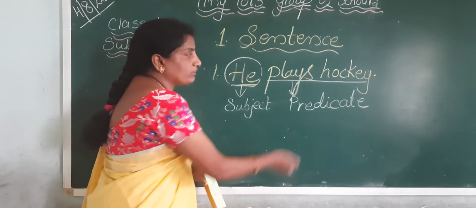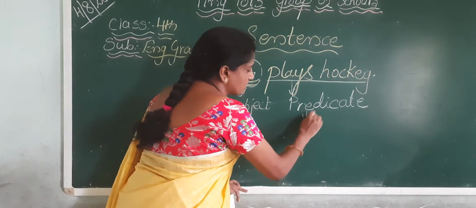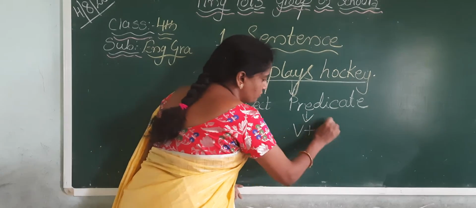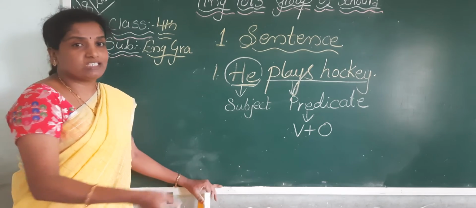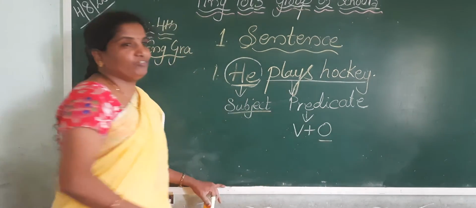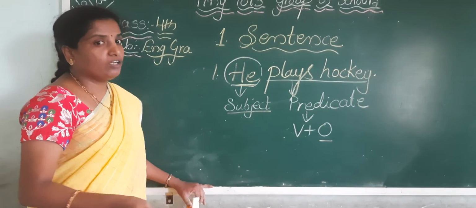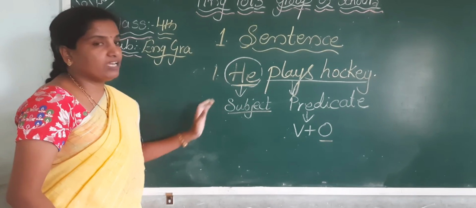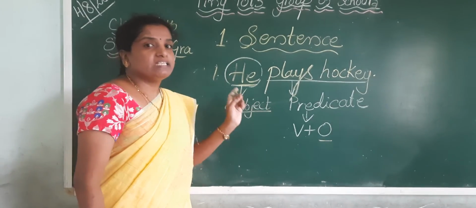If you observe the predicate, it includes two things. What are those two things? Verb and object. See children, you are just now hearing about the subject and the object words. I'll explain what the subject is and what the object is. No need to panic, I am just giving you a brief explanation of how we can divide a sentence.